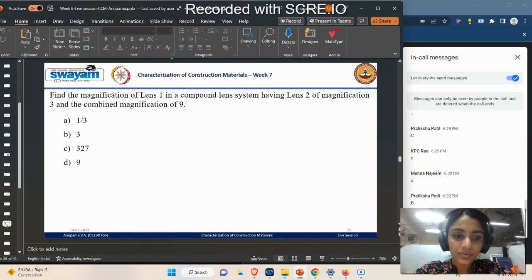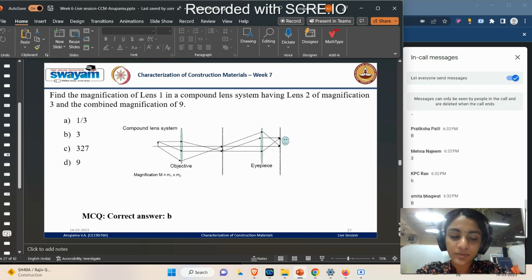Okay, so I received one response, which is B. Okay, I think it's a fairly easy question. Yeah, so the correct answer is option B, because the combined magnification is a product of individual magnifications. So here the combined magnification is 9. One magnification is 3. So 3 into x is 9. So x will be 9 by 3, which is also 3. So here lens 1 has a magnification 3 and lens 2 also has a magnification 3. Let's move to the next question.